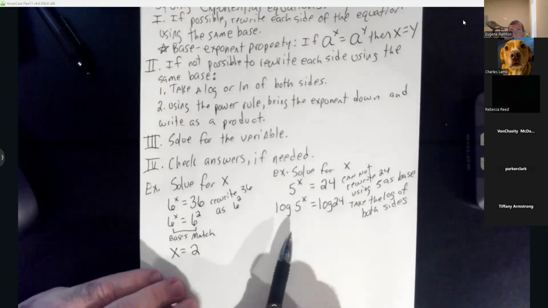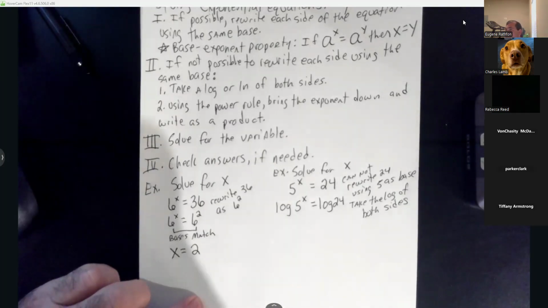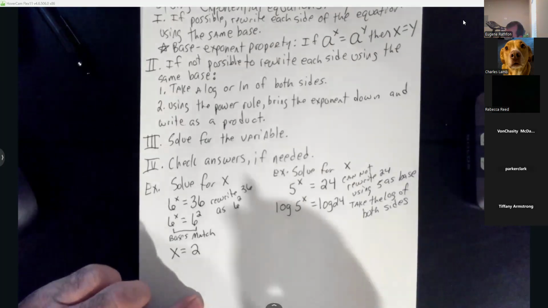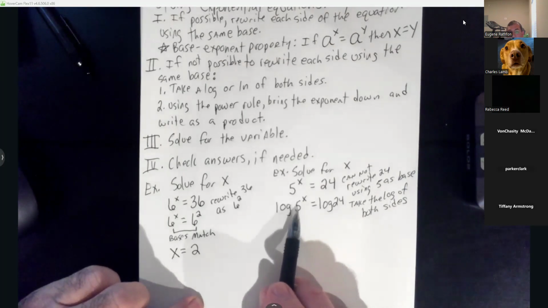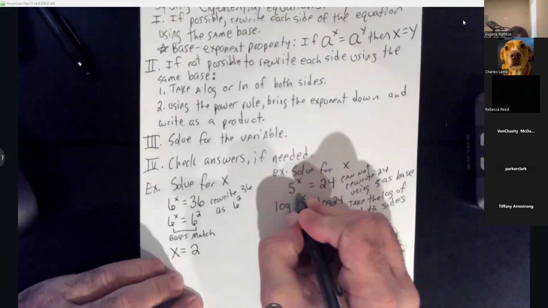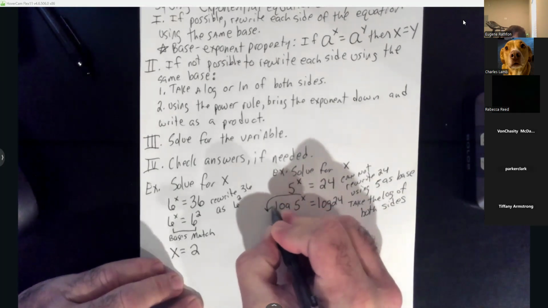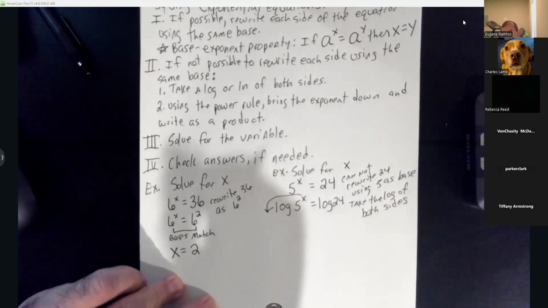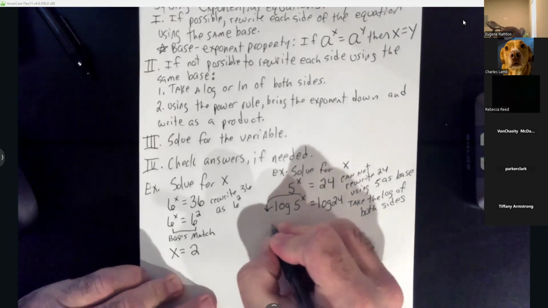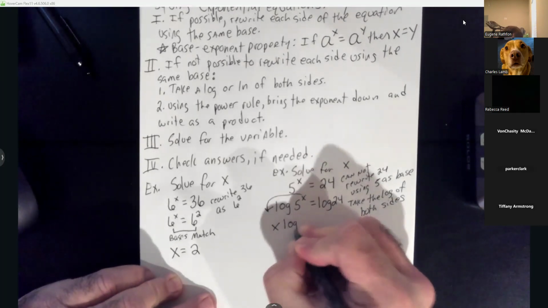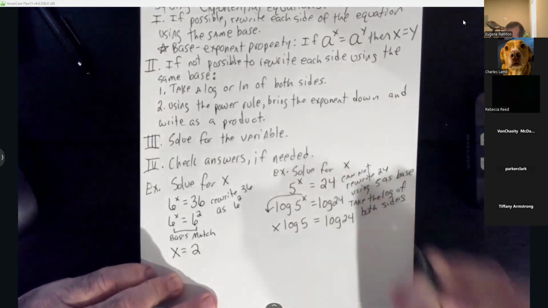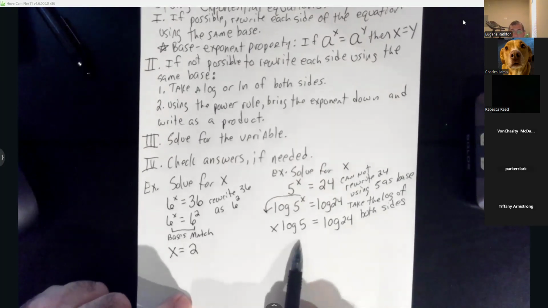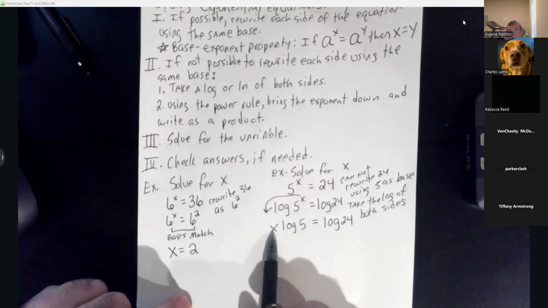Now, y'all, the whole reason I did that was because of those problems the other day when we were simplifying. The power rule of exponents says that if I've got an exponent, I can bring the exponent down to the front and rewrite it as a product. So this side will give me an x times the log of 5 equals the log of 24. You've got to get the exponent brought down so you can actually solve for that variable.